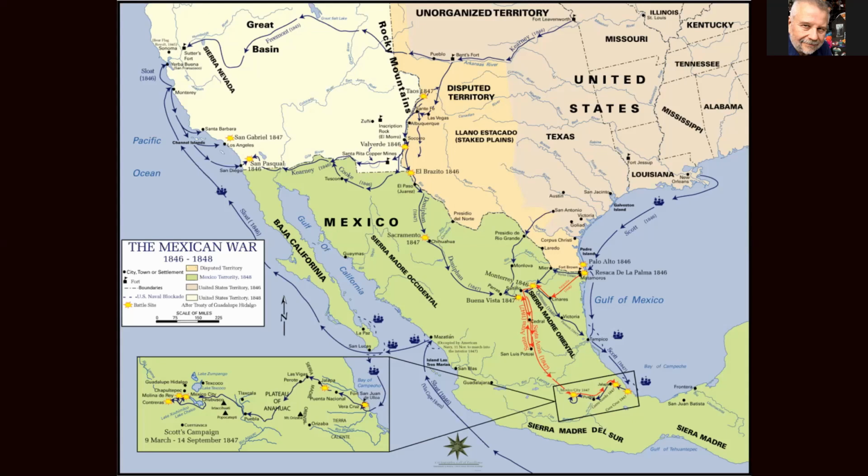U.S. doctrine of marine landings, the use of Marines to outflank the enemy, is going to be first developed in Mexico. As you know, or you might not know, the U.S. Marine Corps hymn begins with the line from the halls of Montezuma to the sands of Tripoli. The halls of Montezuma is where the Marines fight in Mexico. The sands of Tripoli is near the end of the 19th century, U.S. Marines will be in North Africa fighting pirates off the coast of Africa and pirate bases there. So that's the reference to Tripoli.